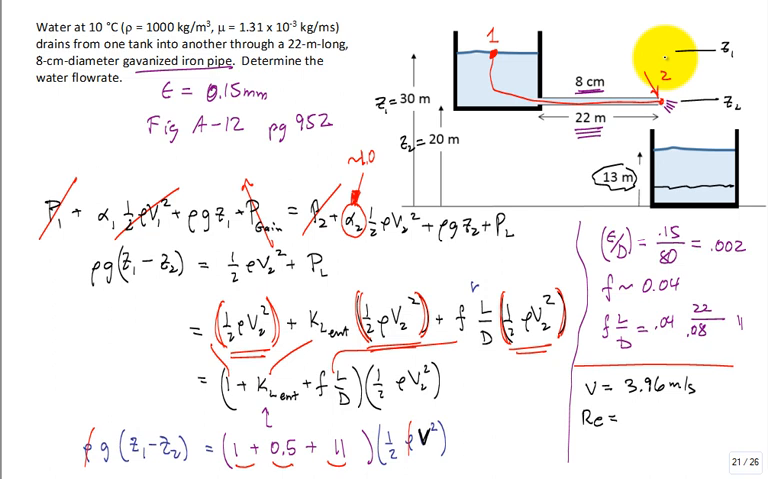So if you calculate for me, please, a new Reynolds number, that's rho V D over mu, 241. I'm not interested in anything beyond three significant digits. 242, all right.